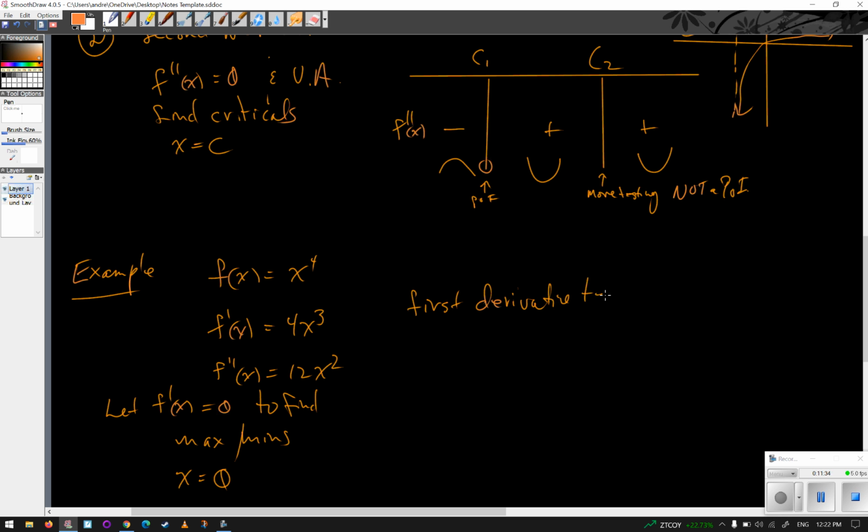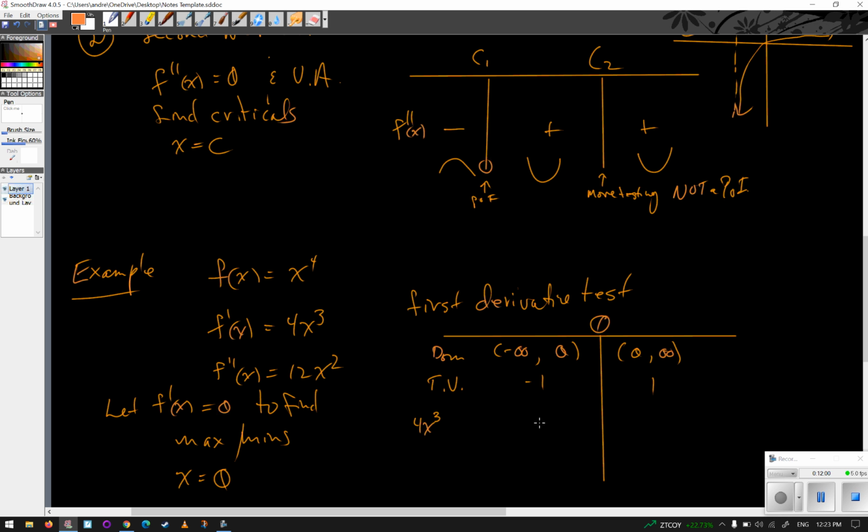Derivative test. And so we only have one. There's no vertical asymptotes, but what we do have is a value, and it's going to be 0. So this is going to be from negative infinity to 0, and from 0 to infinity. So that's our domain. Grab a test value, like -1 and 1. And then list our factors. Well, there's only one. It's 4x cubed. And so that's going to be negative, right? And the result of that means that because it's negative, it is decreasing. And over here, it's going to be positive, and so the result of that means that it is increasing.